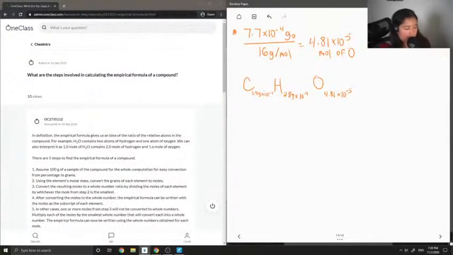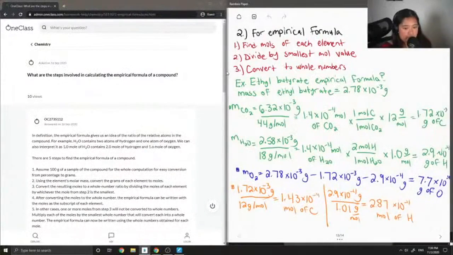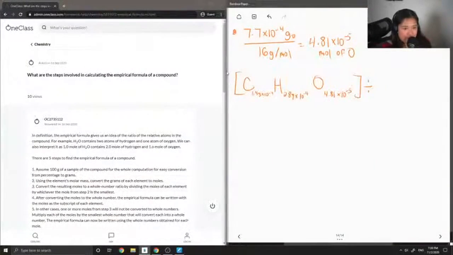Since the smallest value here is the oxygen, we are going to divide all these values by the smallest mole value. That was step 2 in the steps. And this gives us C3H6O. Since everything is already in whole values, this would be your empirical formula.